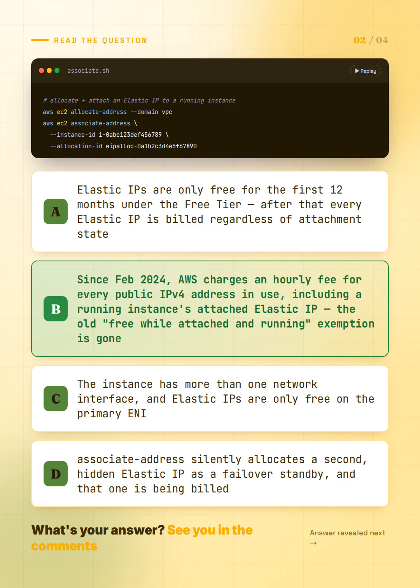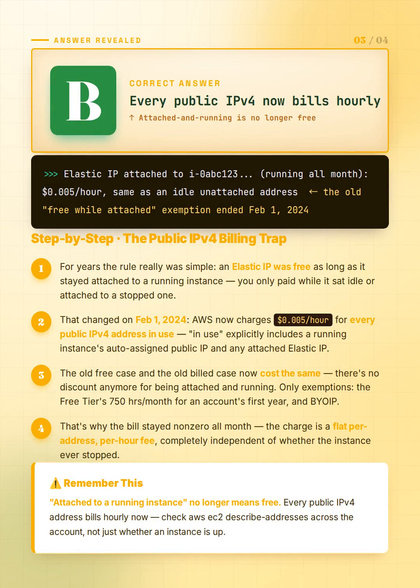The answer is, since February 2024, AWS charges an hourly fee for every public IPv4 address in use, including a running instance's attached elastic IP. The old free-while-attached rule doesn't apply anymore.